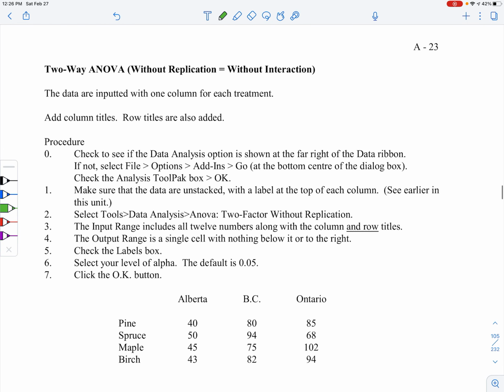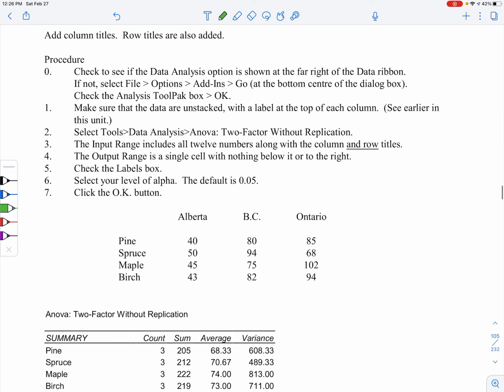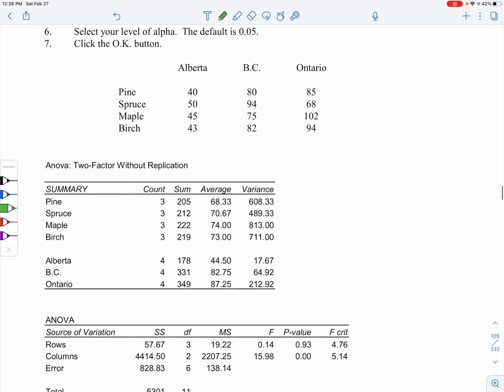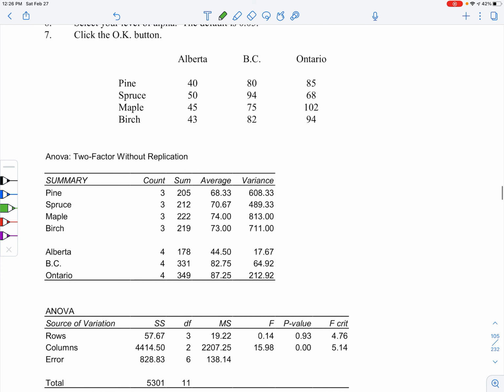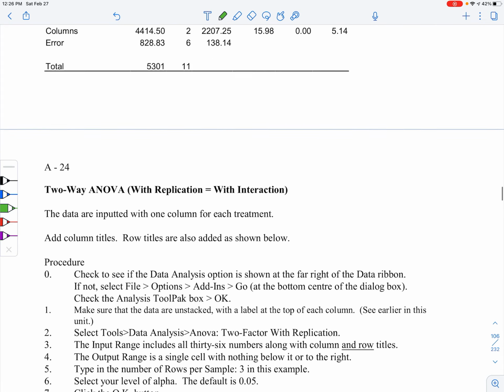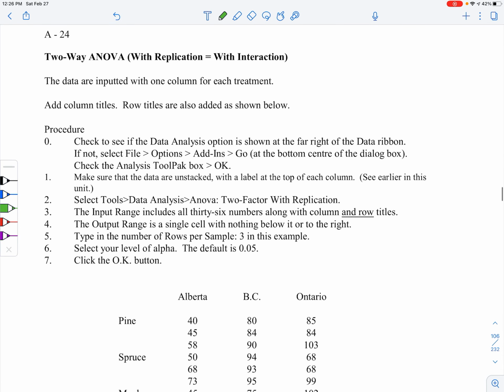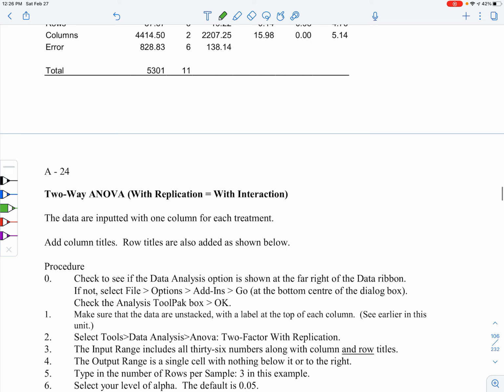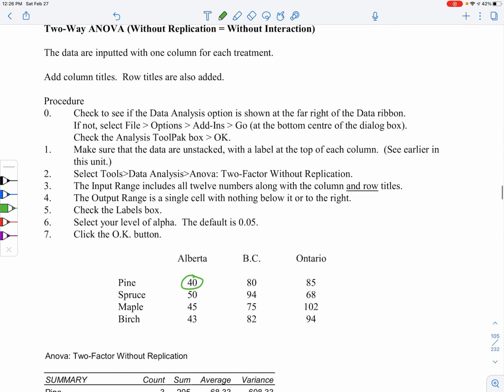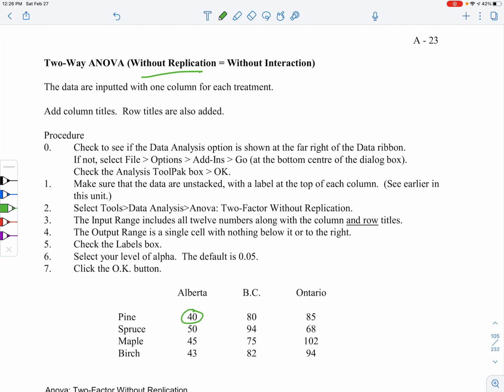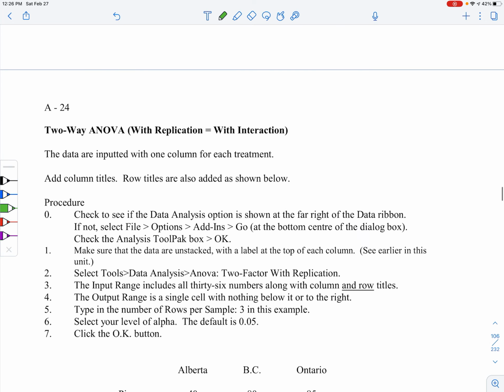That's the one-way Anova. We're not going to be doing two-way ANOVAs, but this is how you would do that for the Alberta and Pine Tree ones. Now, in this particular case, we only have one pine tree in Alberta. This is two-way without replication, only one number in each of these cells.